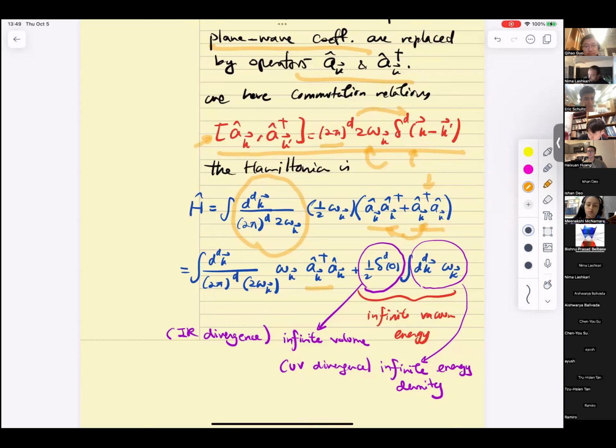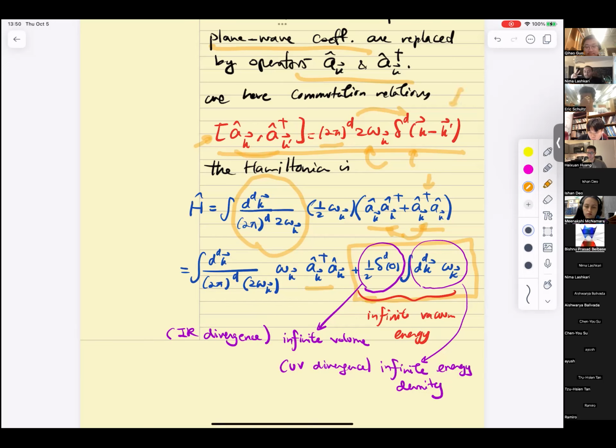And once you integrate, these are things that you should absolutely do for yourself, you find an infinite constant term. You find a constant contribution to the Hamiltonian, which is infinite. So it's an infinite vacuum energy. It came from the fact that I just used this commutation relation, so I can swap the order by introducing some Dirac delta function.